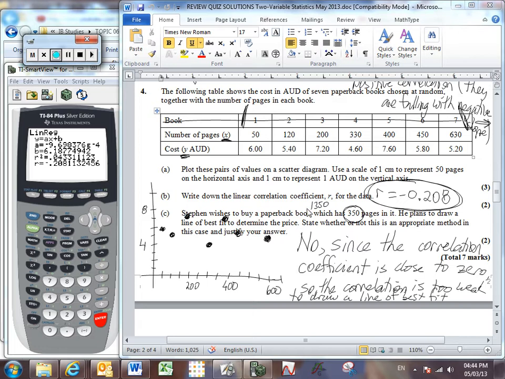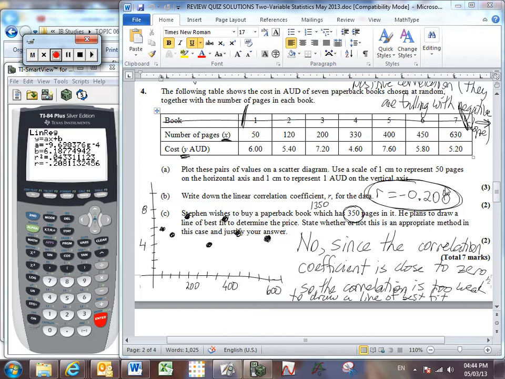Except 1350 would not be an appropriate value. That's extrapolating. It's too far outside the data set. But that's not the problem in this situation. Because we've got interpolation, it's not an issue. Our problem is that because our R value is so close to zero, our correlation is so weak that it's not even appropriate for us to be using a line of best fit.